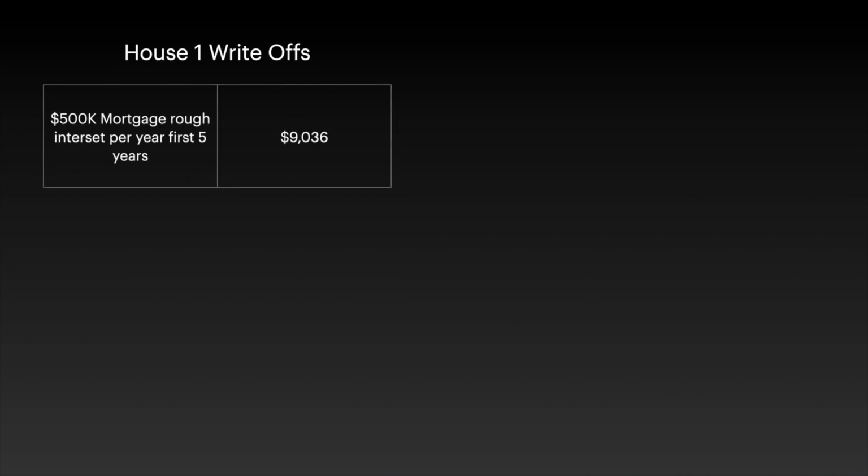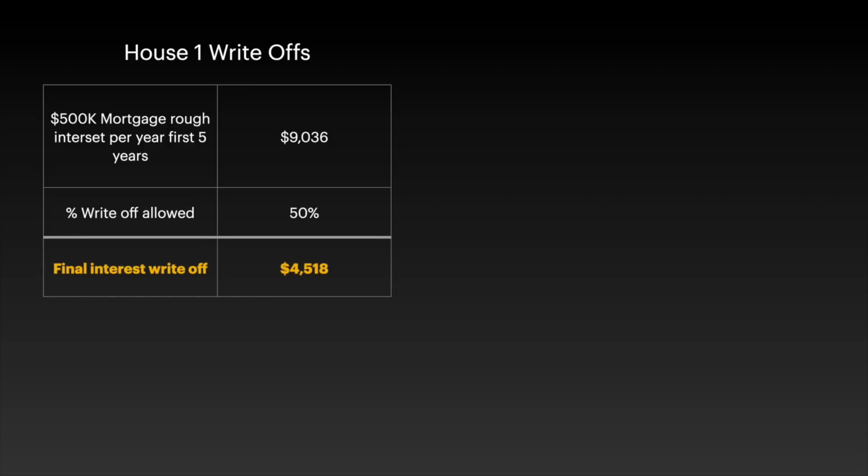But because the client wants to keep more on hand afterwards, we also want to consider a write-off in this case. It looks something like this. House number one's rough interest they pay per year for the next 5 years would be about $9,000 a year. They can only write 50% of this off because half of the house is self-use and half is rental. So they can write off about $4,500 here.